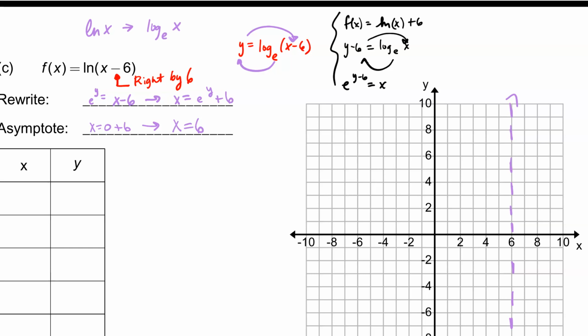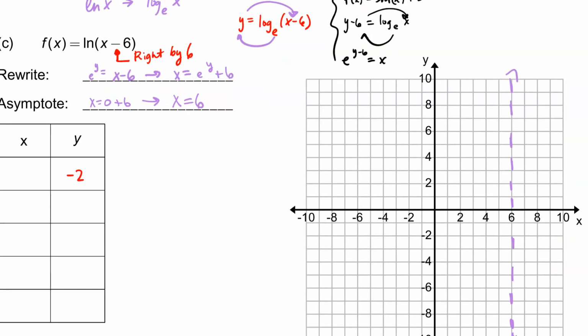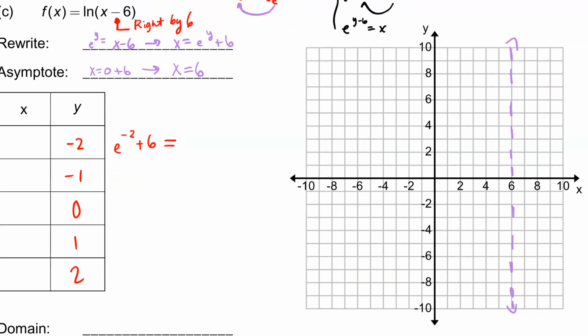So I personally like just plugging in integer values for my exponent. So I'm going to choose like -2, -1, 0, 1, and 2. They're the easiest exponents to work with. So then I would have e to the -2 plus 6. I'm not expecting you to know what this is equal to. This would have to be a calculator question.